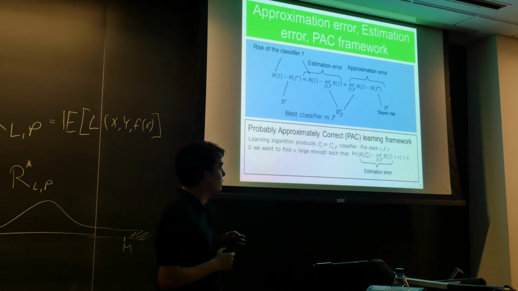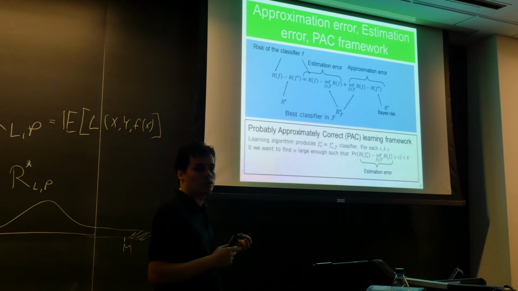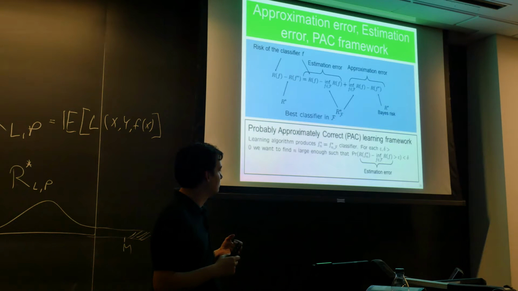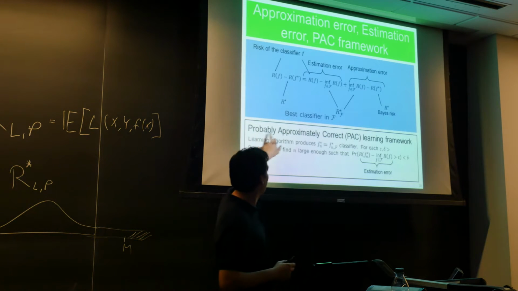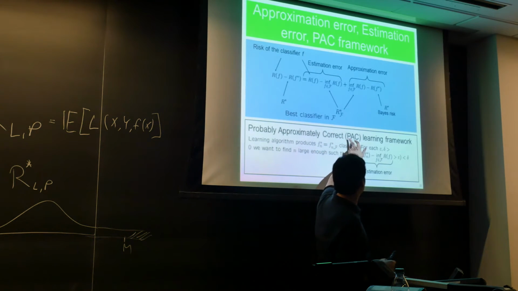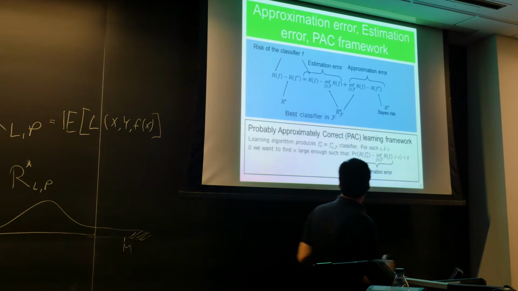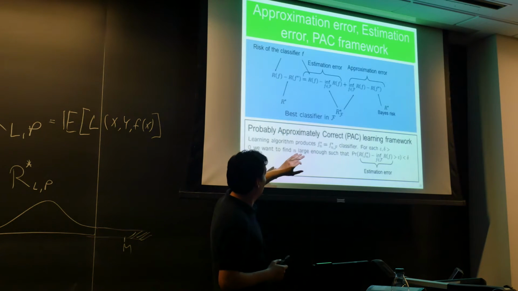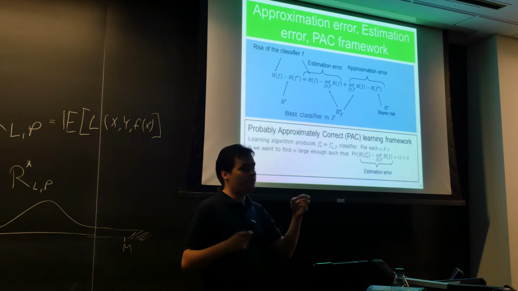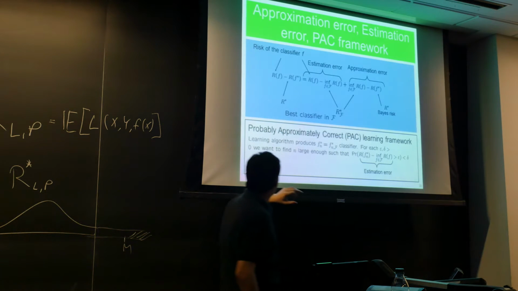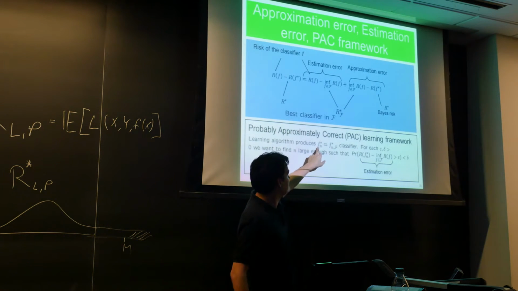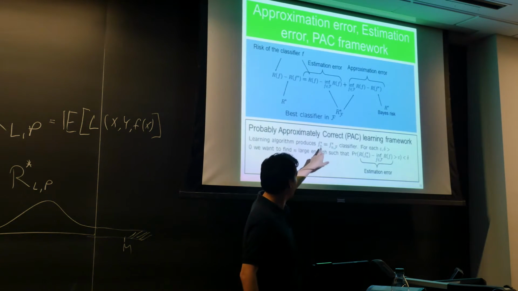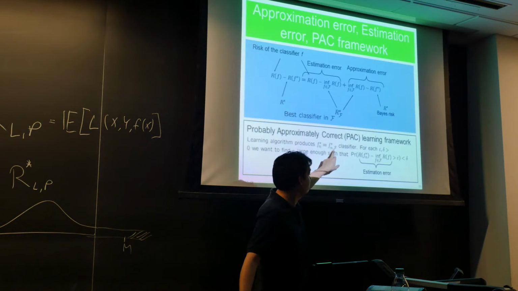Okay, there's another question people care about, which is called the probably approximately correct, or PAC, learning framework, which says that after you define the function class F, your learning algorithm produces this f star n. So this is the empirical risk minimization in this predefined function class F.